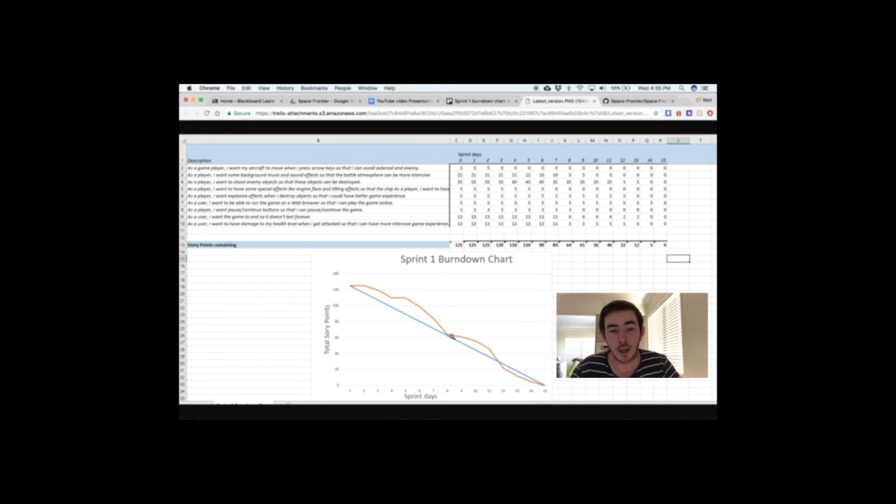After the break, we fell off a little bit around the 11th and 12th day of the sprint, we got back on track and finished up ahead of the baseline on the 15th day, which was the final one.